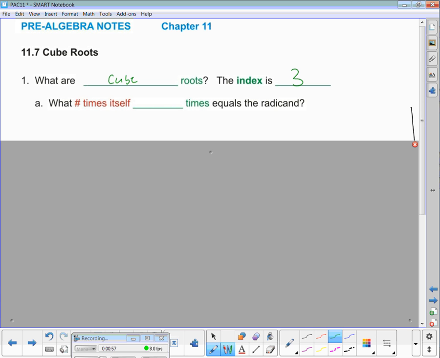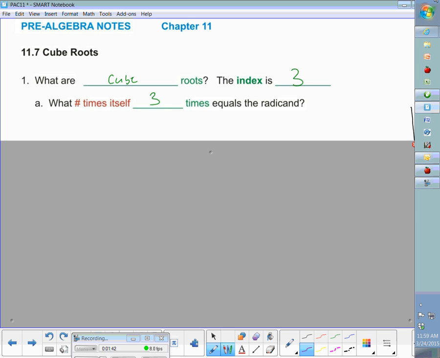So, cube roots, they give us an index of 3. All right, so let's apply the logic of what we understood roots to be. A square root was what number times itself 2 times equals the radicand, because the index was 2. Therefore, a cube root is going to be what number times itself 3 times. And how in the world did we ever know it's 3? I mean, how would we even know? It's just so hard, I know. But it is 3, right? What number times itself 3 times equals the radicand? So that's cube roots.